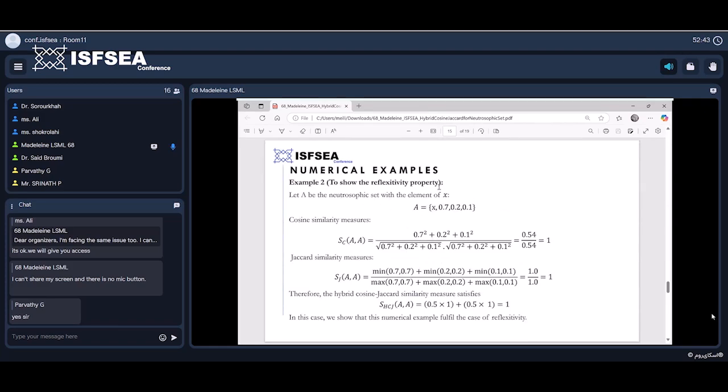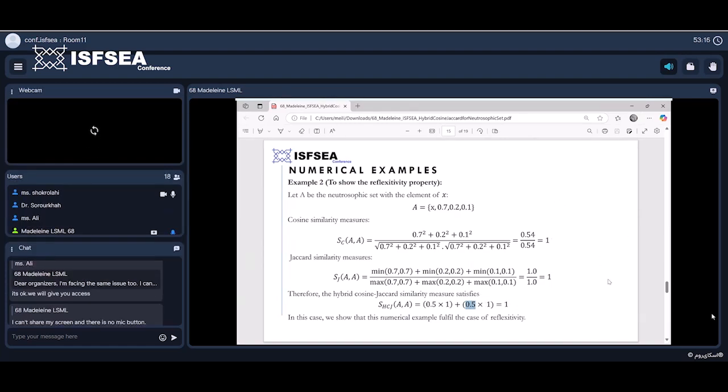So the next example, we show the reflexivity property, where I can calculate the cosine and the Jaccard classical first, and then I combine the cosine and Jaccard similarity using the proposed formula, 0.5 times the Jaccard and 0.5 times the cosine. So I'm going to have 1. So this fulfills the numerical example for reflexivity.